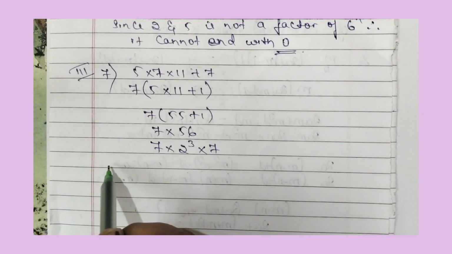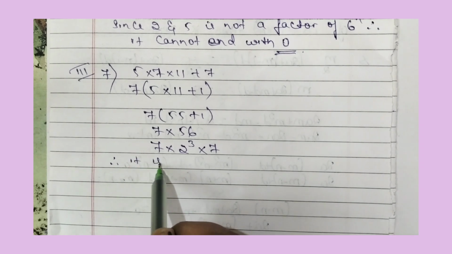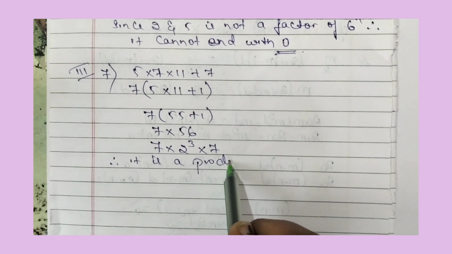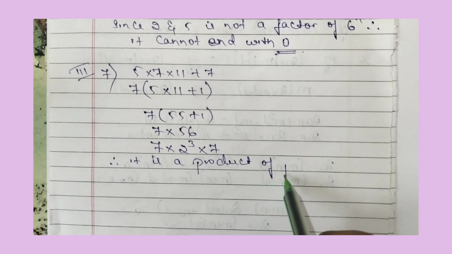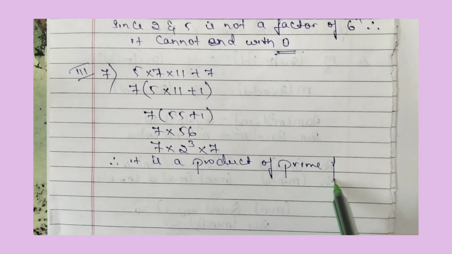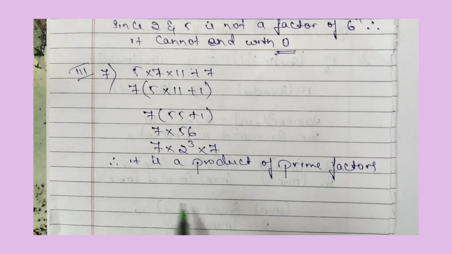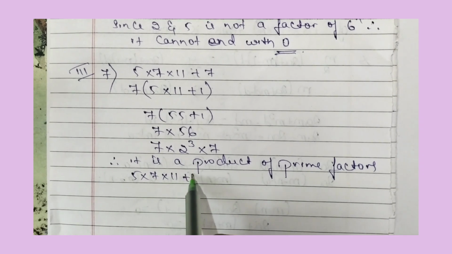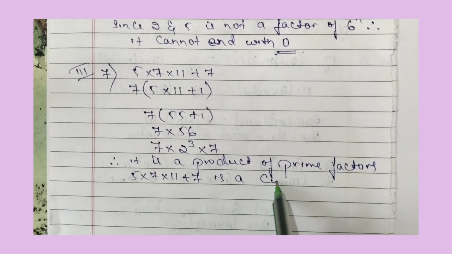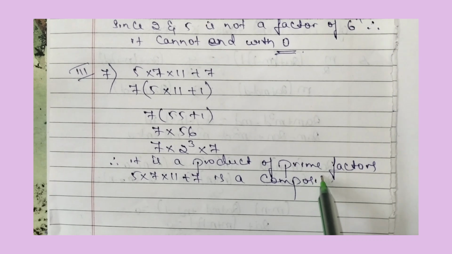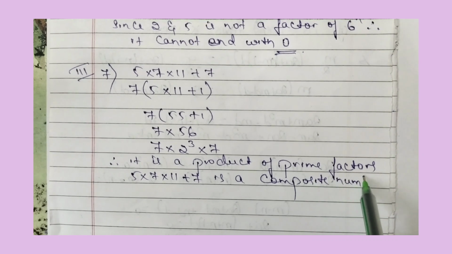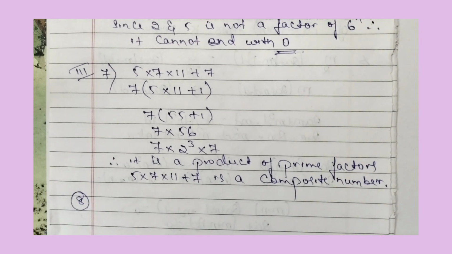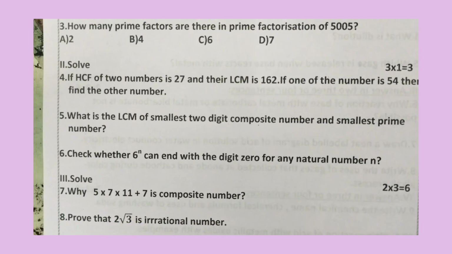Since it is a product of prime factors, 5 into 7 into 11 plus 7 is a composite number. So like this we have to check whether it is a composite number or not.